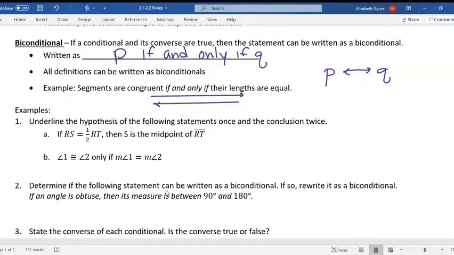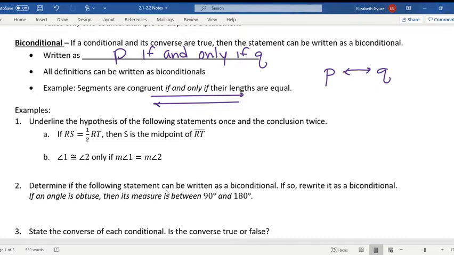It says, underline the hypothesis of the following statements once and the conclusion twice. So our first one here, it says, if the measure of RS equals 1/2 the measure of RT, then S is the midpoint of segment RT. It just wants us to identify our hypothesis and conclusion. So remember, your hypothesis is always after if, conclusion is always after then.